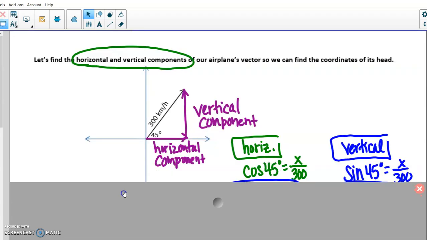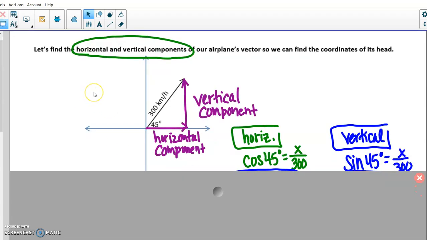All right. So a lot of your questions are going to ask you to find the horizontal and vertical components, or you'll see it say, what is the component form of this vector? And it's simply looking for the horizontal and vertical components. So for a lot of this, we're going to be using Pythagorean theorem or trig to get the values that we need. So again, it says, let's find the horizontal and vertical components of our airplane's vector so we can find the coordinates of its head. So we're trying to figure out, where is this up here?